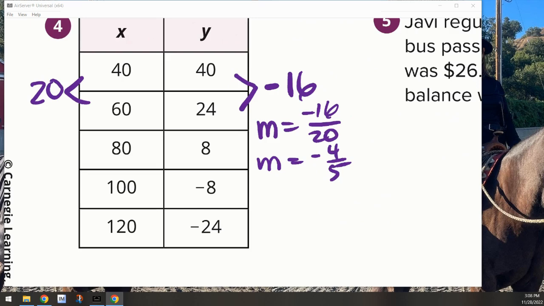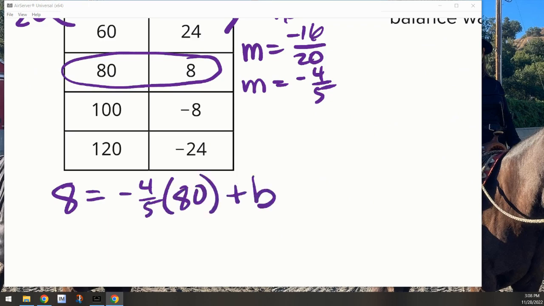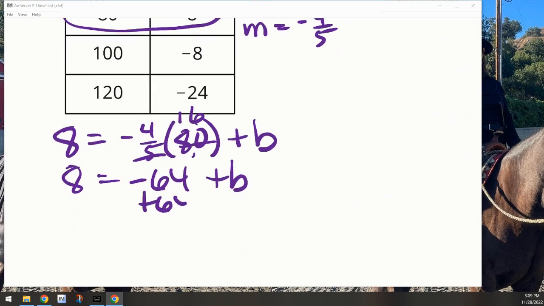Pick a point. I'm going to pick this point right here. Why? I don't know. Because I wanted to. So my y value is 8, my slope is negative 4/5, my x value is 80 plus b. 5 goes into 80 16 times. So 8 equals negative 64 plus b. I add 64 to both sides, and I get 72 is equal to b.